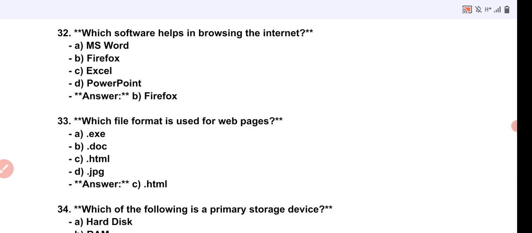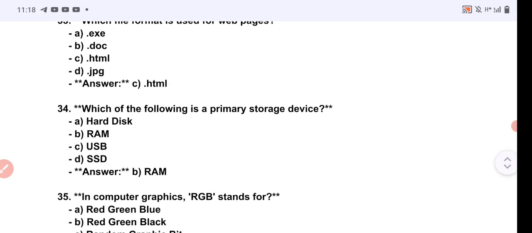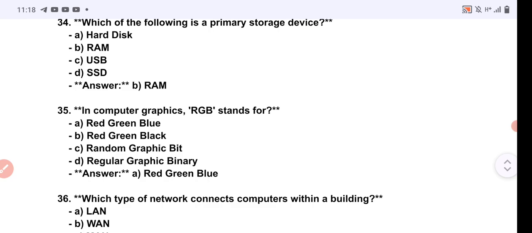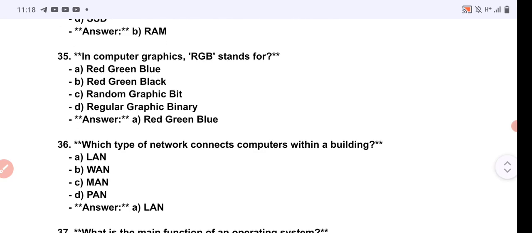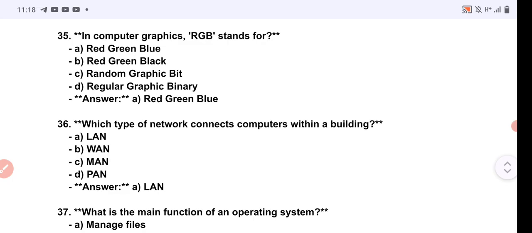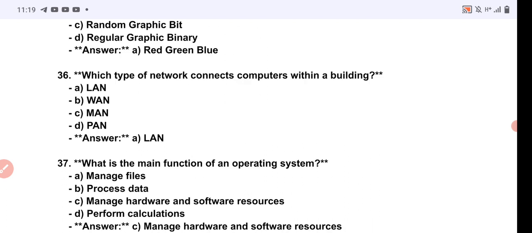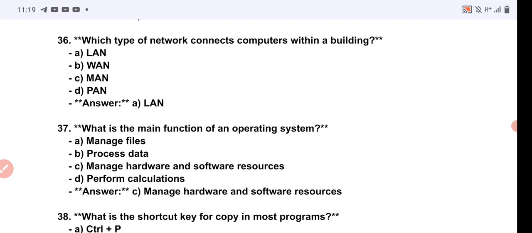Question 33, which file format is used for web page में? HTML is the right answer. Question 34, which of the following is the primary storage device? RAM is the correct answer. Question number 35, in computer graphics, RGB stands for red, green, blue. Question number 36, which type of network connects computers within a building? LAN, local area network.